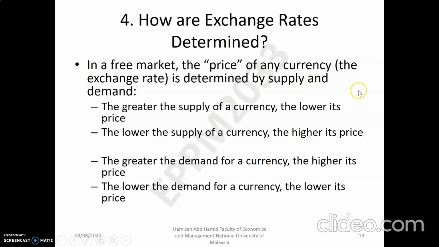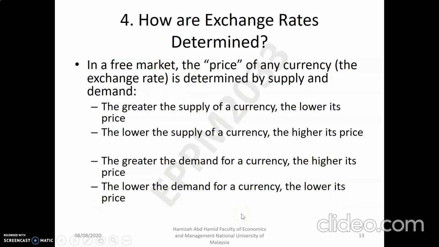How are exchange rates determined? In a free market, the price of any currency, or the exchange rate, is determined by supply and demand. Same as any stock market or commodity market, the greater the supply of a currency, the lower its price. The lower the supply of a currency, the higher its price. And the greater the demand for a currency, the higher its price, and the lower the demand, the lower its price. But it's not black and white like this.